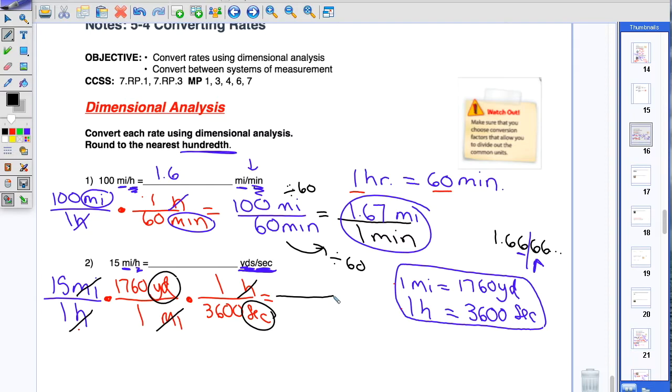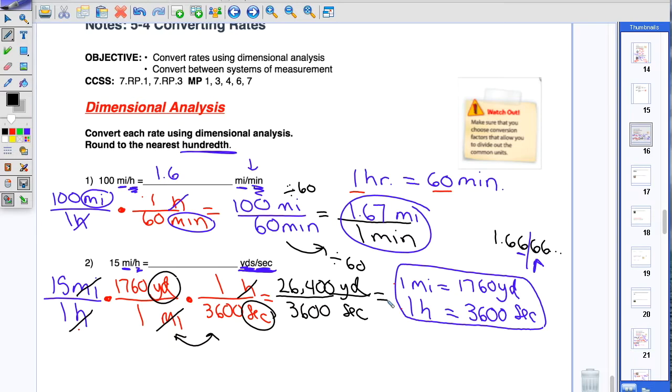Now using your calculator, multiply your numerators together. 15 times 1,760 times 1 to give you 26,400. Put in your units, that would be yards, over, multiply on the bottom, 1 times 3,600. Put in your label, seconds. Now, on this problem, you could change the order around, and you'd still get the same answer, because multiplication is commutative. We could convert your hours to seconds and yards to miles and change the order, so that's fine.